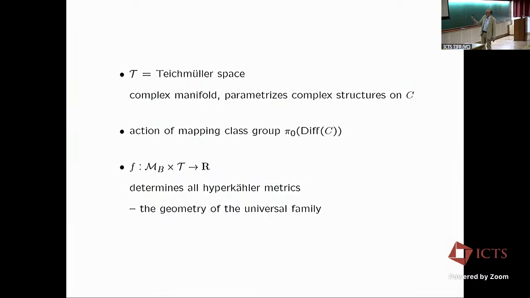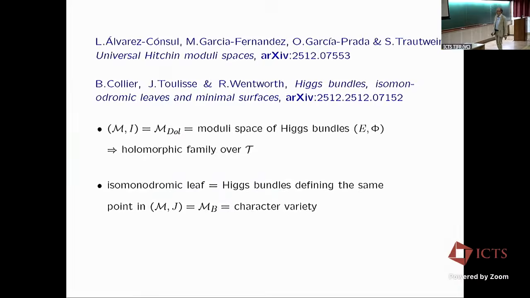And so what it comes down to then is that this function F, if we now think of it as a function on the character variety times the Teichmüller space, then this determines all hyperkähler metrics for all complex structures C, and so in some way determines the geometry of the whole family. So that's my point of view.